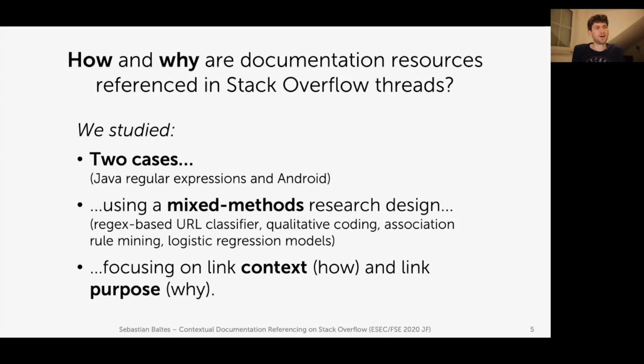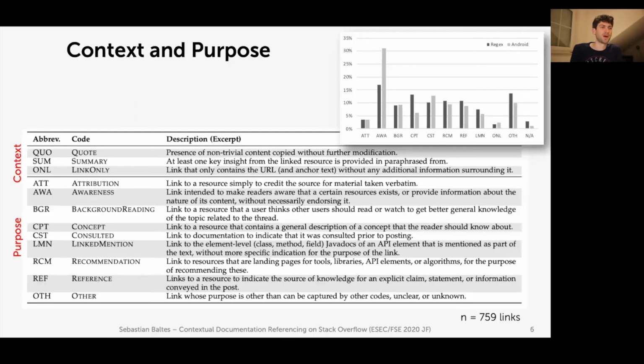We utilized a mixed methods research design and focused on the context of links. So how they are used in Stack Overflow posts and their purpose, so why they are being added to the posts. We identified many different categories for context and purpose. And one finding is that the purpose of the links depends on the technology domain. So there were significant differences between the two cases that we studied.